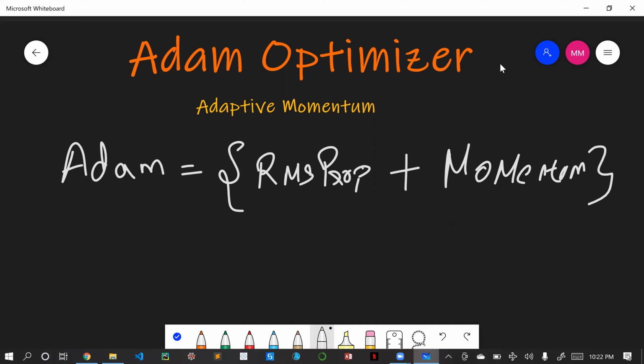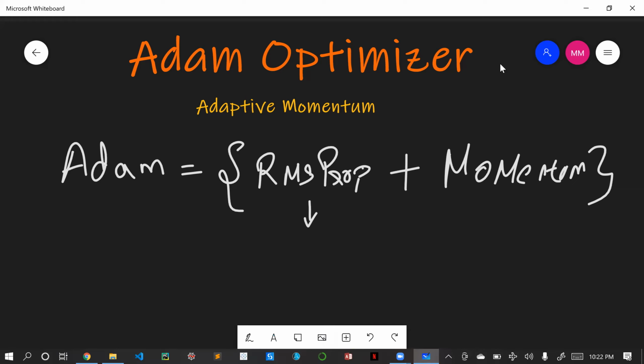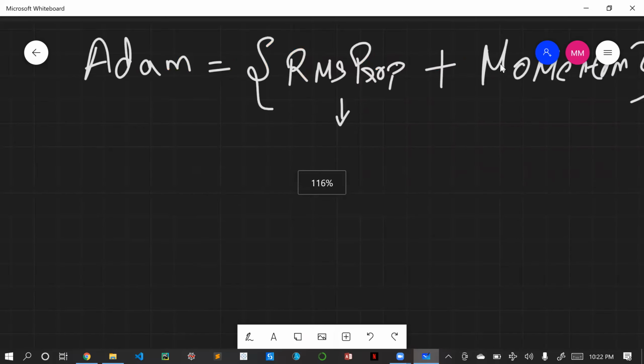So I know you guys are thinking we have seen this somewhere else, right? It's nothing but we saw RMS prop before this video. So if you haven't watched that RMS prop video, please do watch it. We'll be giving the link in the I button. Okay. So Adam Optimizer is nothing but a combination of RMS prop with momentum. Okay, so we will be solving as we solved the equation for RMS prop, right? Same thing we will be solving for Adam also.